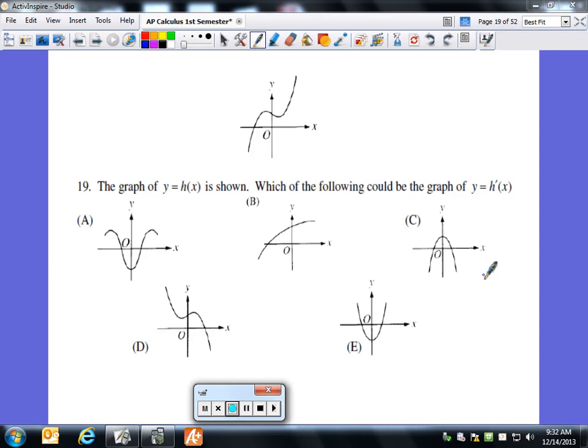Okay, so number 19 says the graph of y is equal to h of x is shown. Which of the following could be the graph of its derivative? So if I'm looking at this way back when, if this is h of x and we want to find the derivative, we always locate the max and the mins.